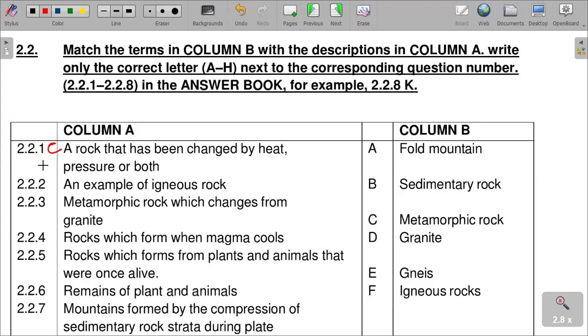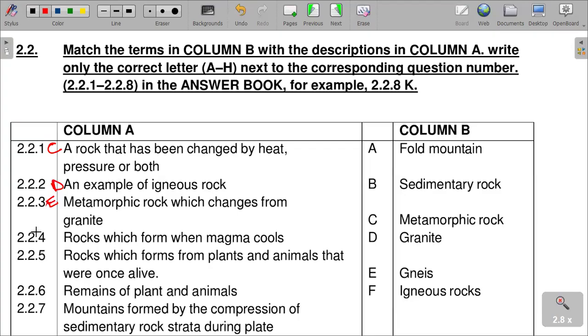And then an example of igneous rock. It is what? Granite. Number 3, metamorphic rock which changes from granite. Metamorphic rocks which change from granite. It is what? It is E, which is the gneiss.